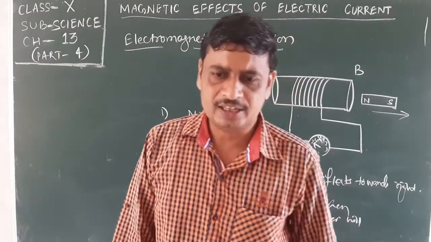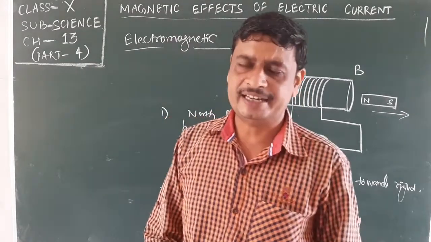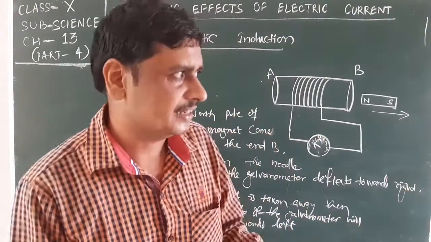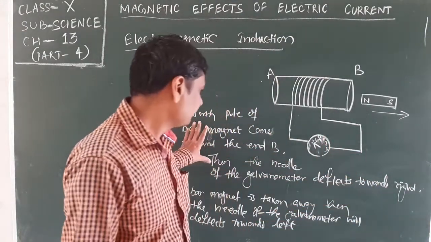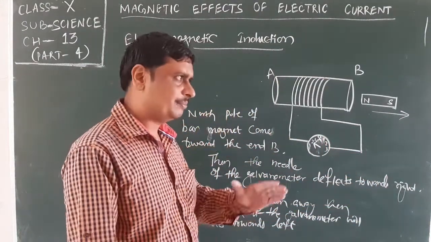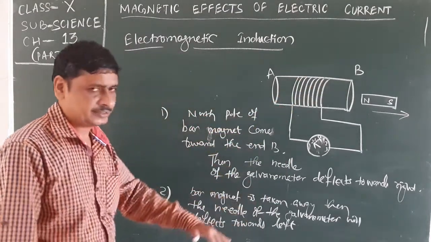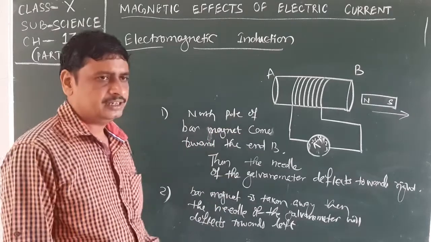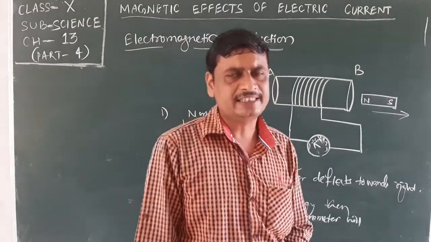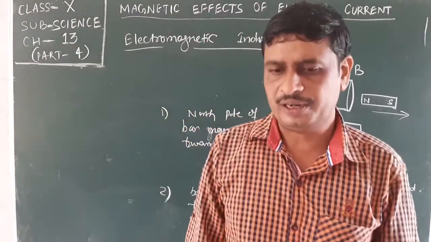It shows that the current is now set up in the direction opposite to the first condition. In the first case, the direction of current which was set up in the coil is now reversed. In the second case, the electric current is passing through the coil in the opposite direction.